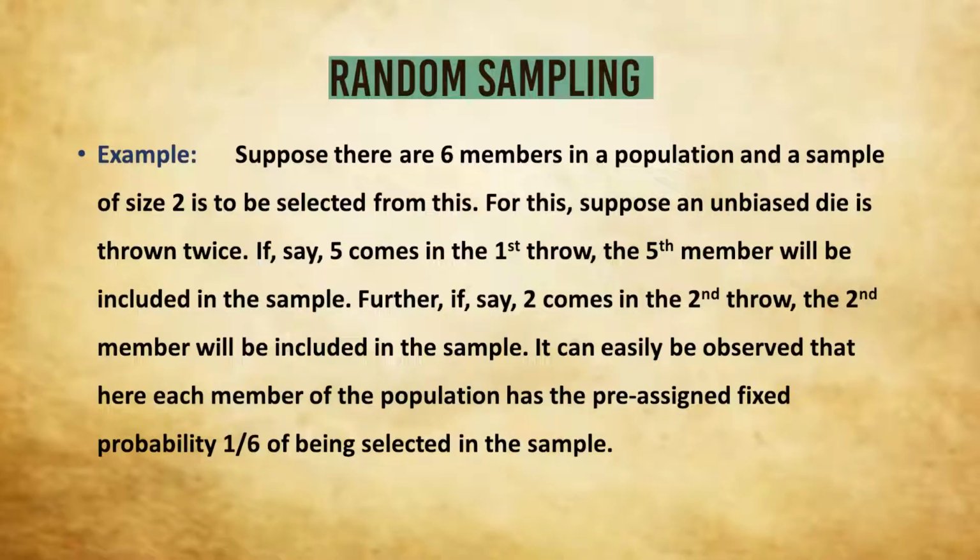Now see, what is the probability of getting 1? When we throw an unbiased die once, 1 by 6. So what is the probability of selecting the first individual from the population? 1 by 6. Probability of selecting the second individual from the population? That is also 1 by 6. Probability of selecting the third individual? 1 by 6. So everybody 1 by 6. So there is an equal probability of being selected in the sample. So it is simple random sampling.